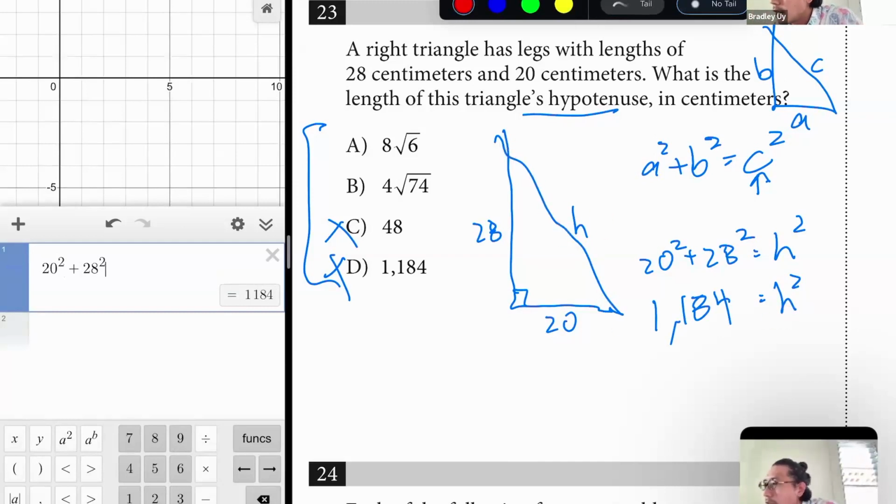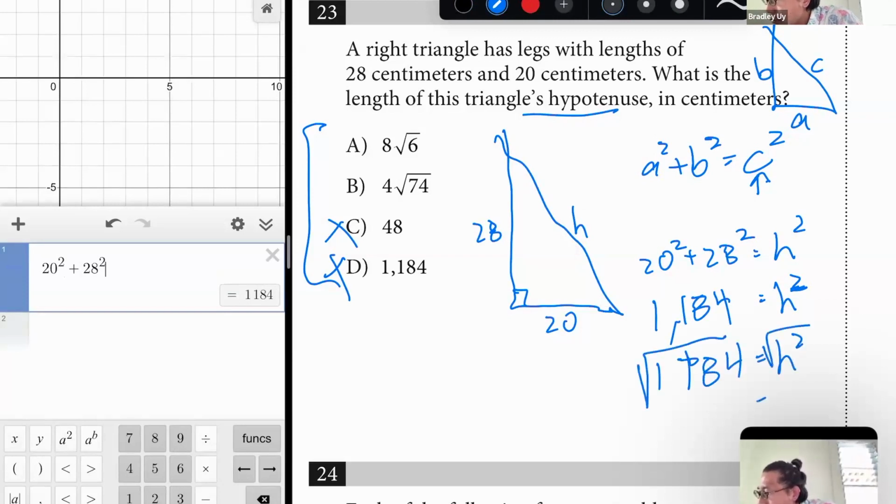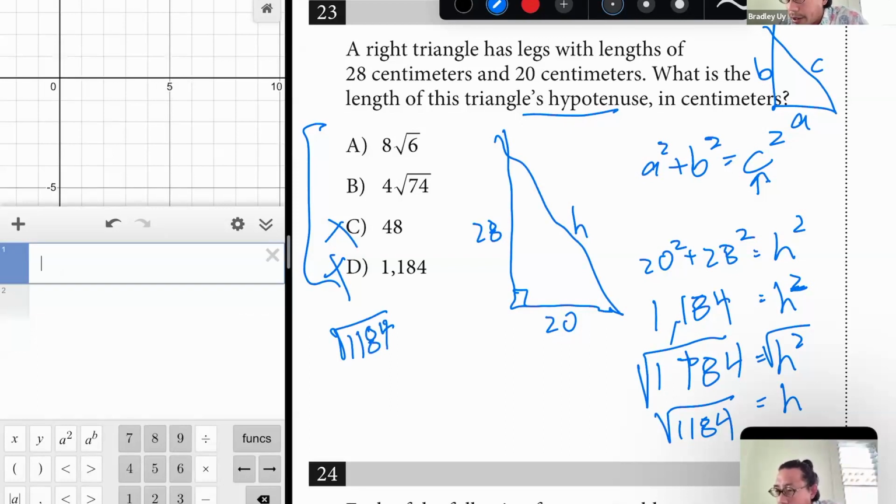So what we have to do is undo squaring, which involves the square root. I'm just rewriting 1,184 to show the step. We're going to square root both sides, which gives us h on the right, and the answer appears on the left. Now, if you know how to simplify your roots, great. This might take a while doing it by hand, but what we have here is Desmos.